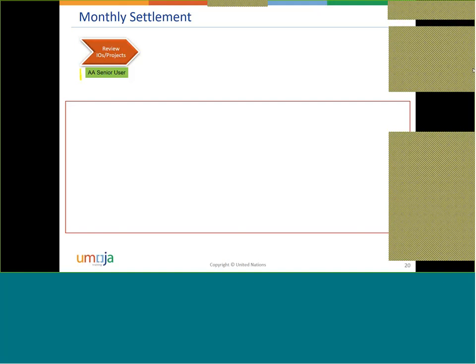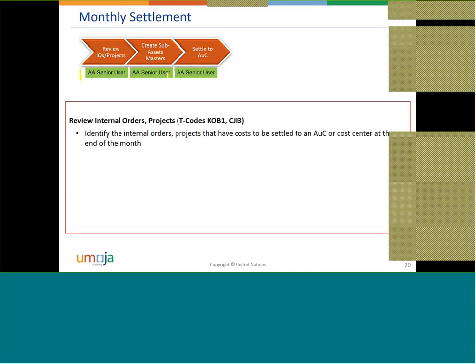There is a question about depreciation, but I will answer it in the following slide, so just hold on. This is done by AA FA16, then creation of sub-assets. It says AA senior user, but it's done as a consequence of one of the T codes, so they are not created manually. And then settlement to the AuC, which is bringing all the expenses that were tracked to the AuC.